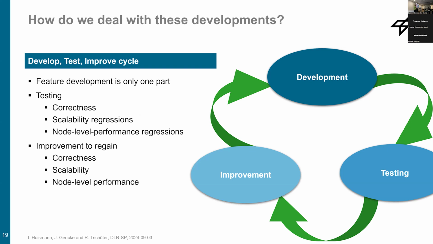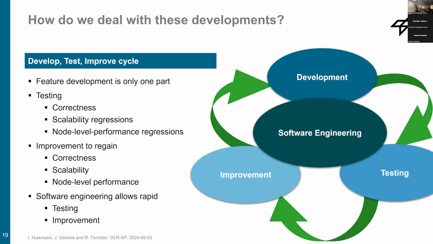And that just gives us information. We also have to actually do something about them. Improve to regain correctness, scalability, node level performance. And that requires something, and that is software engineering to gain towards that: testing, easy adaptation of the code, and improving it.